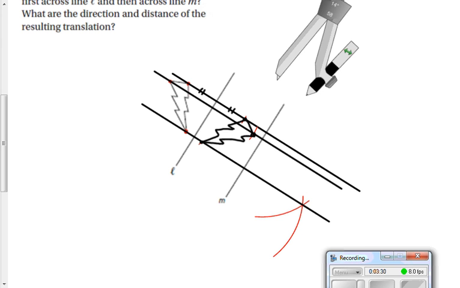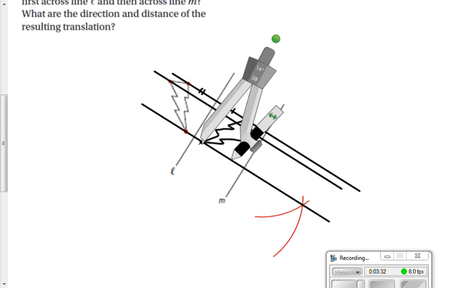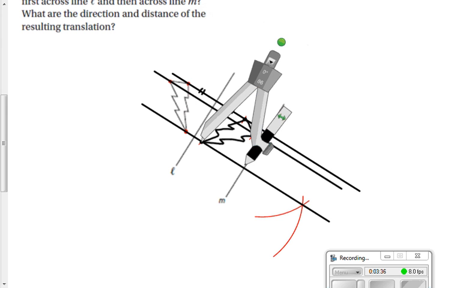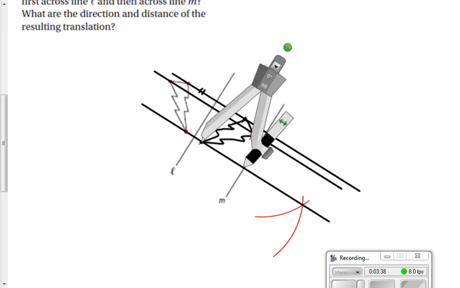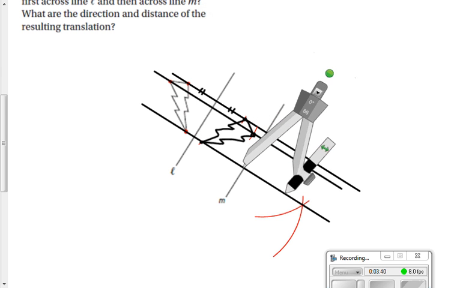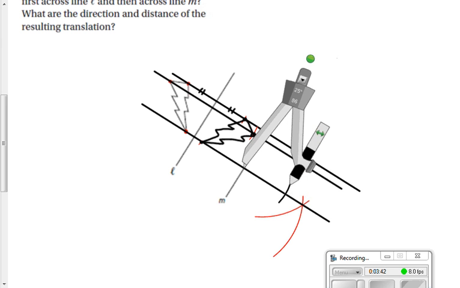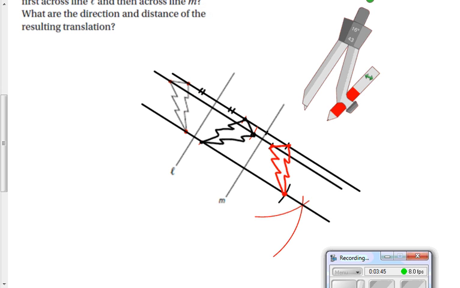Now I need to measure the distances from these points to line M so that I can reflect it across line M. So this distance, and I'll duplicate that distance over here. And I'll do that with the other two distances. And then I drew that in so that you should notice in the end that the final picture is the same orientation as the original. It's just a translation of that.